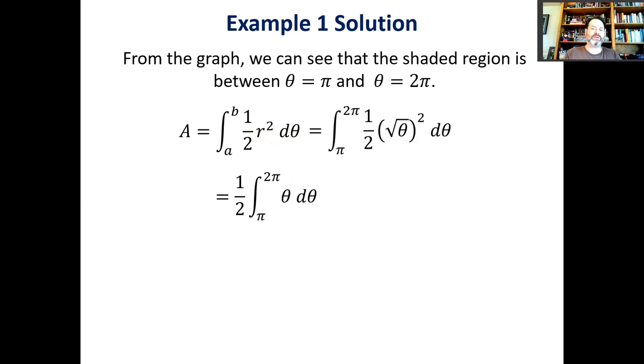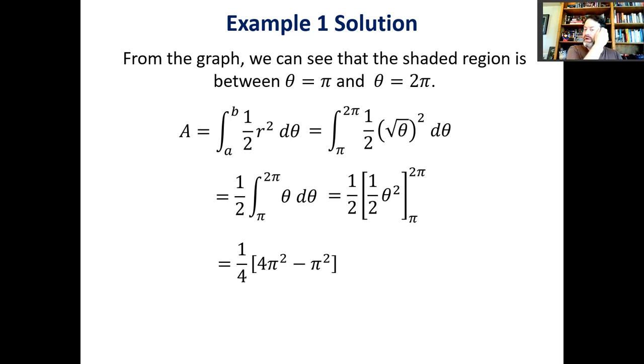So the square root squared. I pulled the 1/2 outside of the integral sign. And then the integral of theta is just 1/2 theta squared. So you plug in 2 pi. 2 pi squared is 4 pi squared, minus pi squared. And you're done. So other than the formulas being new, it looks just like stuff you've done before.